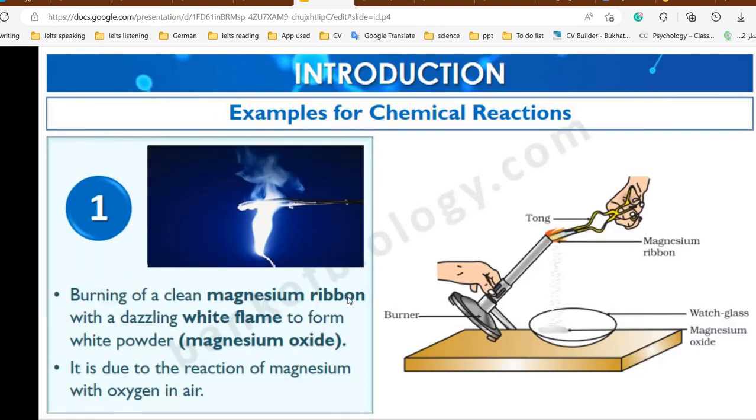So burning of a clean magnesium ribbon with a dazzling white flame forms a white powder, which is magnesium oxide. This is due to the reaction of the magnesium with the oxygen in the air.